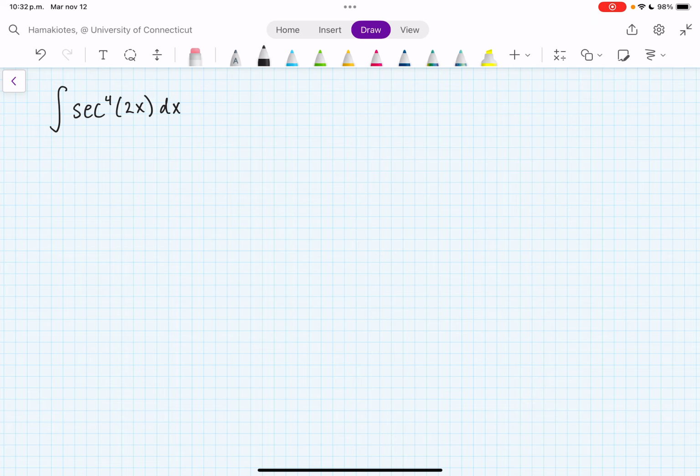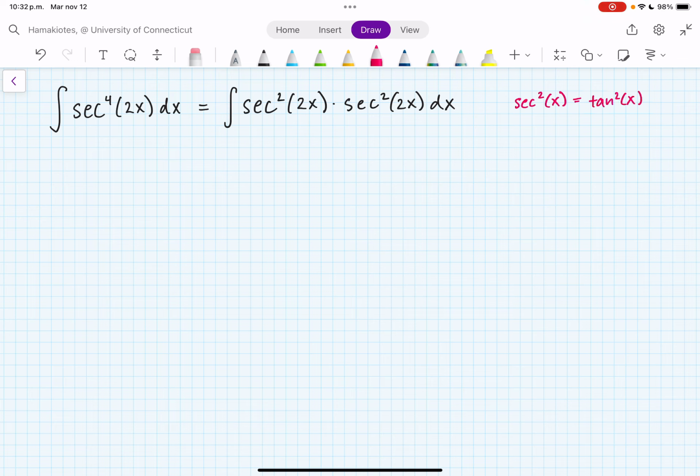So first, let's rewrite the integral as the integral of secant squared of 2x times secant squared of 2x dx. So one of our trig identities tells us that secant squared of x equals tan squared of x plus 1. So let's perform this substitution.